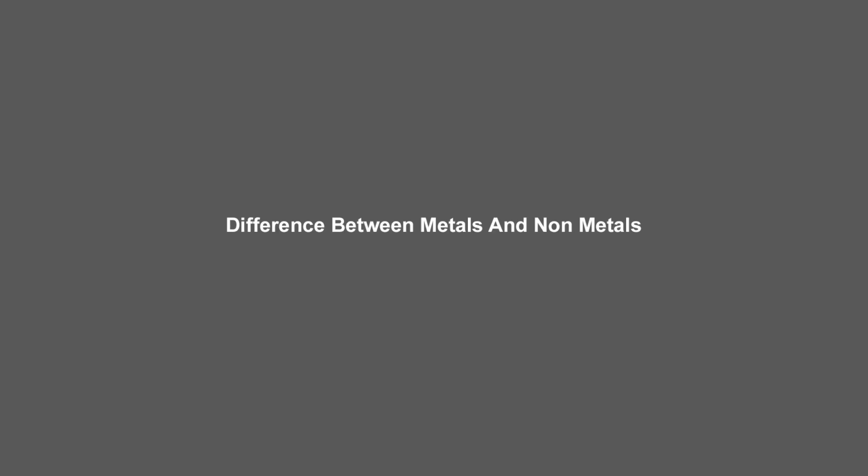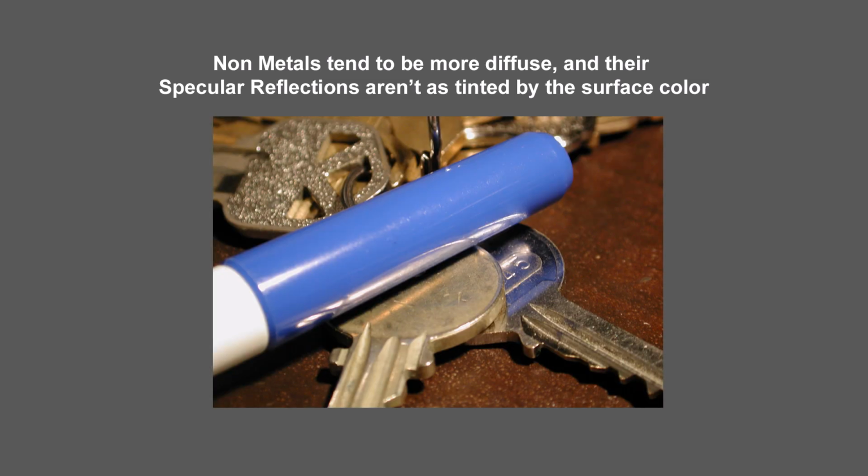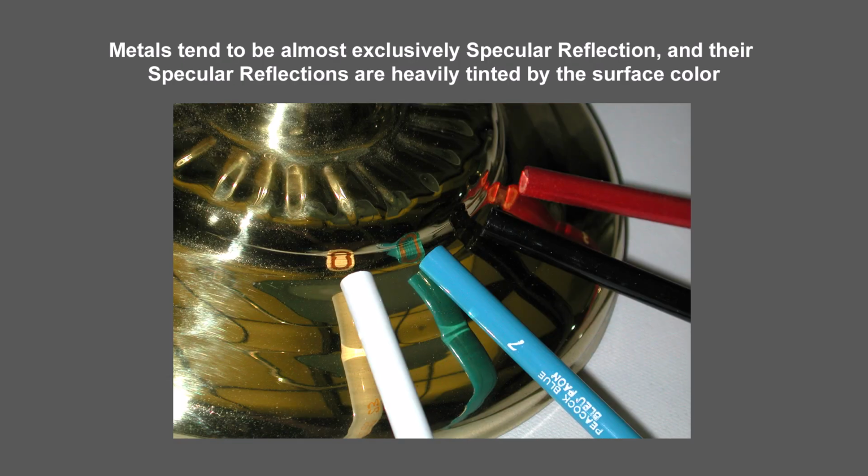So I promised we'd get back to the difference between metals and nonmetals. And one of the main differences is that nonmetals tend to be more diffuse, and their specular reflections aren't as tinted by the surface color. Whereas metals tend to be almost exclusively specular reflection, and their specular reflections are heavily tinted by the surface color.